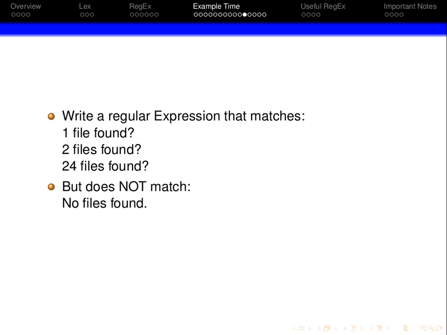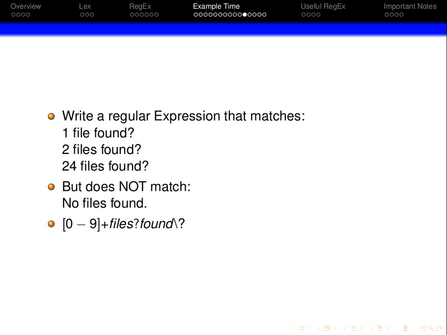Write a regular expression that matches 1 file found, question mark, 2 files found, 24 files found, but does not match no files found, dot. Here it just has to start with a number. Starts with a number and then anything, dot star. Yeah, dot star. So a digit followed by anything, or ends with a question mark. So it's not really complicated.